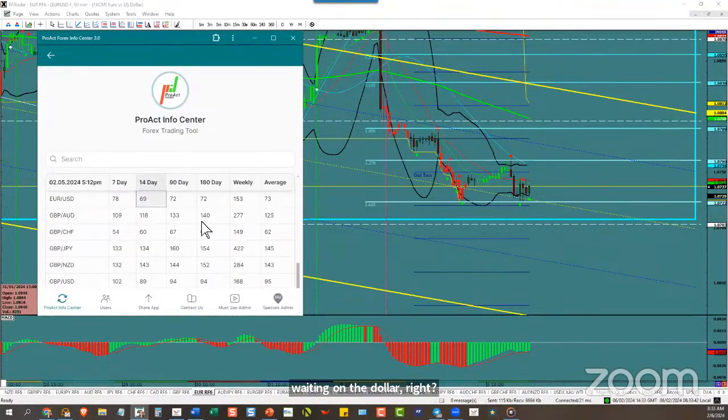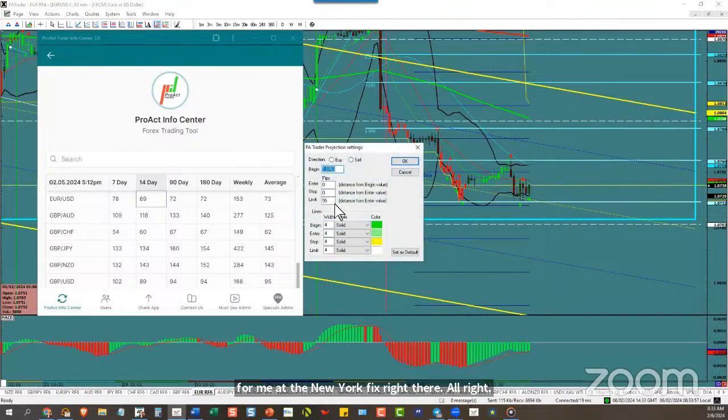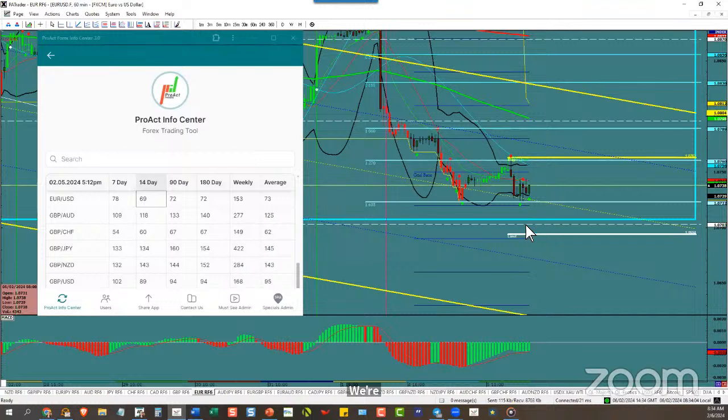So euro dollar has a 69 pip ATR. We find the 5 o'clock candle from yesterday. That's 1600 for me at the New York fix right there. And we put a high in after that. So we're going to use that high for the down move. We're going to go 69 pips down. And there we go, that's the target right there. And we don't have 55 pips left if it breaks.